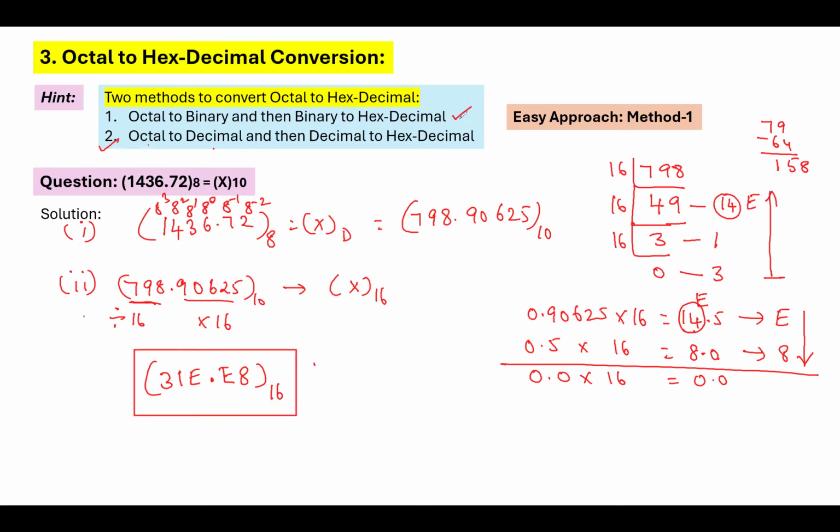Now we can compare this answer with the first method. Both methods give the same answer. In this way, we convert octal into hexadecimal. When we compare these two methods, the easier approach is method 1. So it is better to follow the first method to convert octal into hexadecimal.